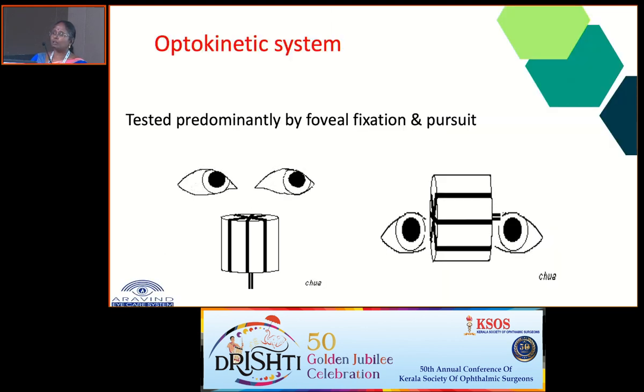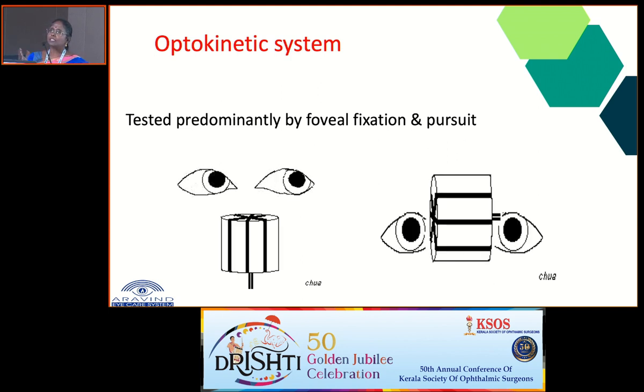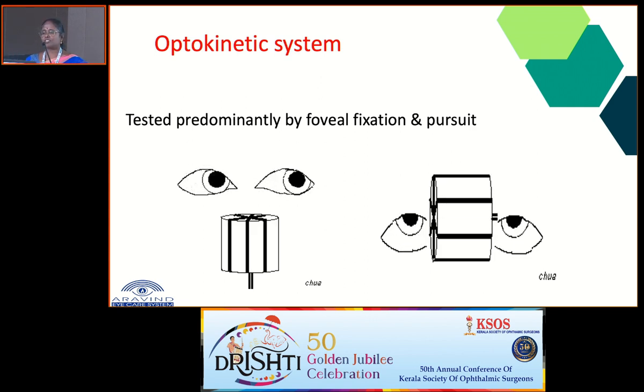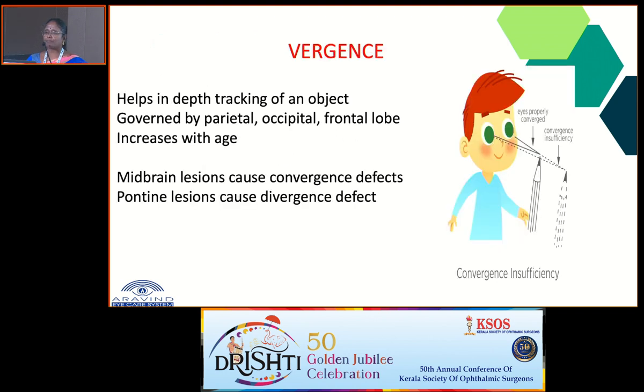The next is your optokinetic system. This is tested predominantly by the foveal fixation and pursuit. This actually complements the vestibulo-ocular reflex. This is usually with a handheld drum, black and white stripes. You should test it horizontally as well as vertically.